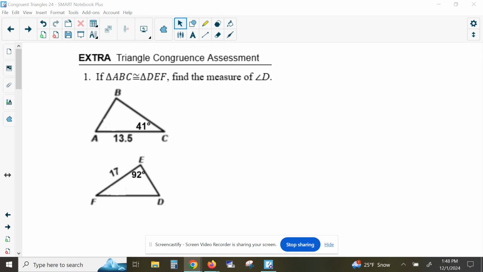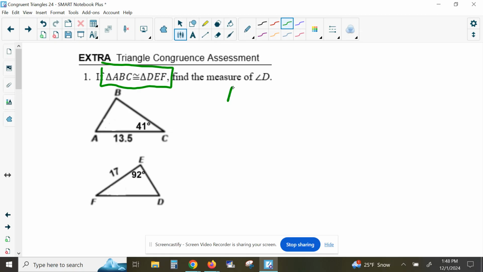So here's what I recommend you do. Always read what they tell you is congruent. So they tell you that these two triangles are congruent. So I always stack those letters right on top of each other. So A, B, C, right on top of D, E, F, because then you could easily see which parts correspond to each other. So when you look at this, the A and the D correspond to each other, the B and the E correspond to each other, and C and the F correspond to each other.